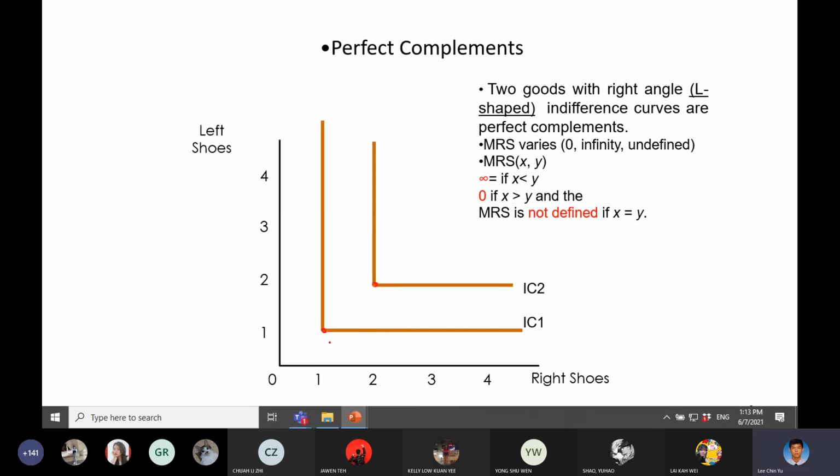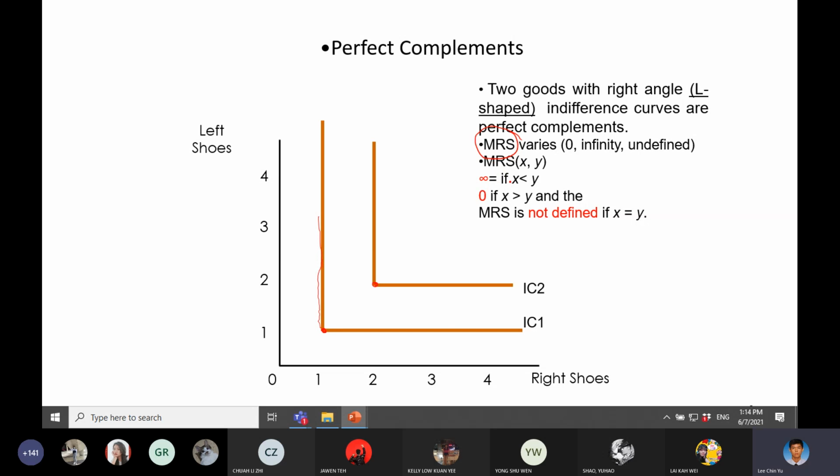From here you can see that if you have one left shoe and one right shoe, they give you satisfaction. What if you only have one right shoe, and then you increase the number of left shoes? It doesn't change the utility, unless you increase to two pairs of shoes, and then your utility will be increasing. So when you calculate the marginal rate of substitution, you must remember that it means you substitute one good with another. Over here, you cannot substitute one with another.